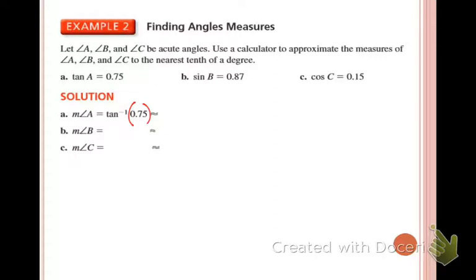What do we get rounded to the nearest tenth? 36.9. Make sure you know how to plug this in your calculator, because if you don't, you're going to struggle. That's what you're supposed to do in the test.